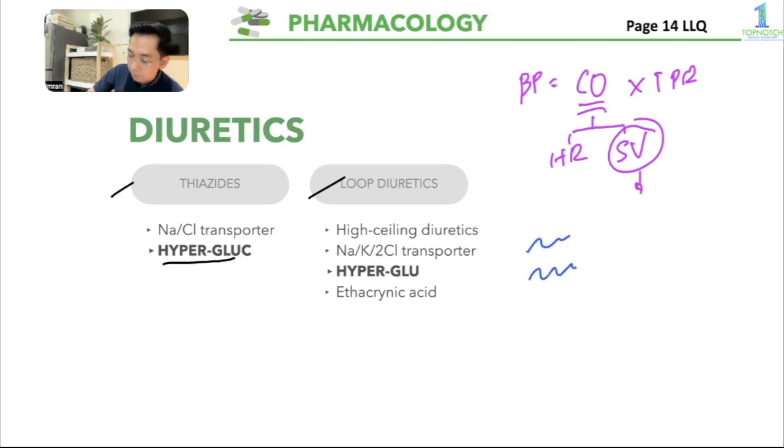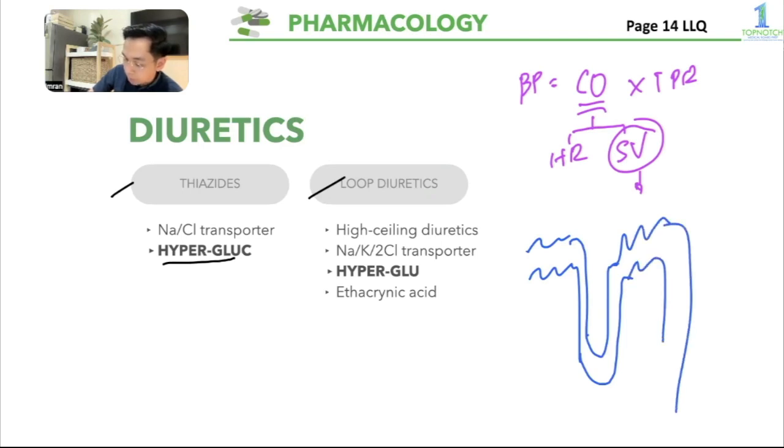If you recall our nephron, the whole tubules. So we have your proximal convoluted tubule, which is letter A, your loop of Henle, your distal convoluted tubule, and your collecting duct, which is your D. The function of thiazide is here in letter C. Your loop diuretic acts here at letter B, in the loop of Henle.